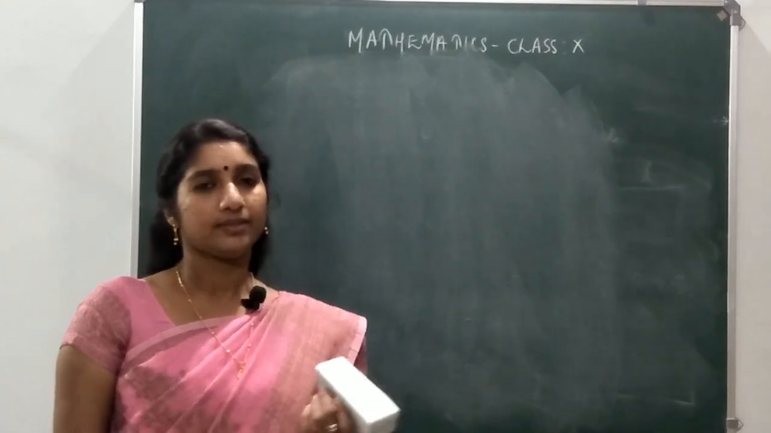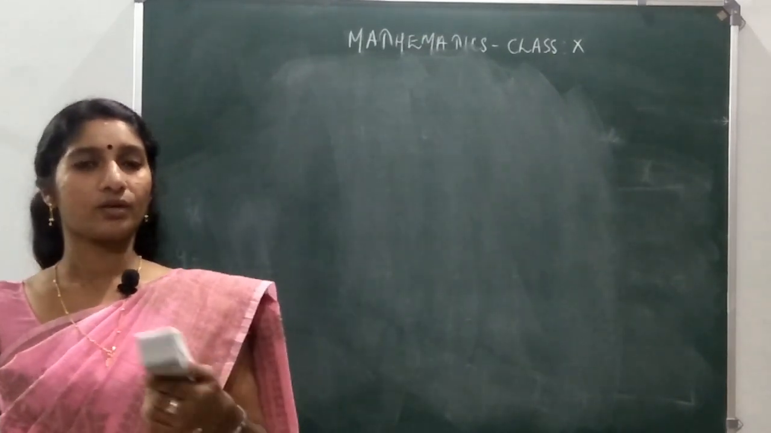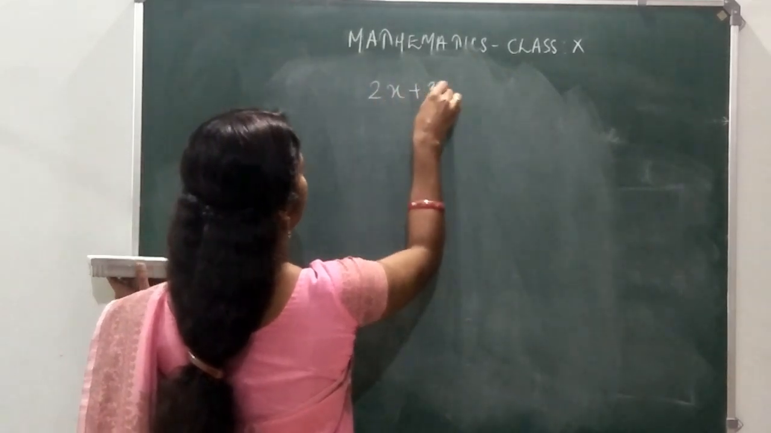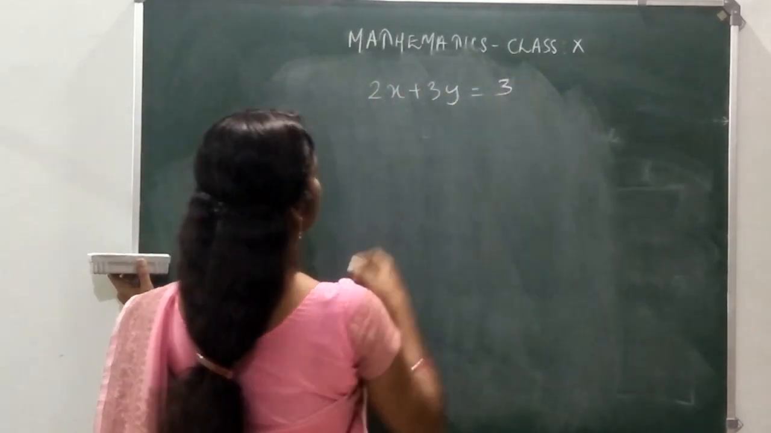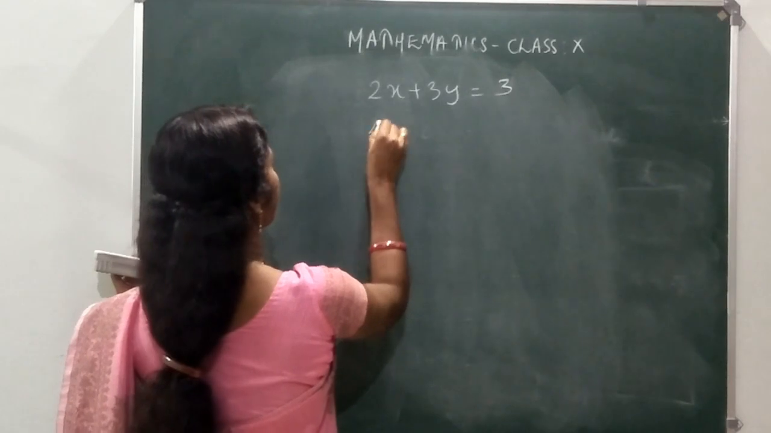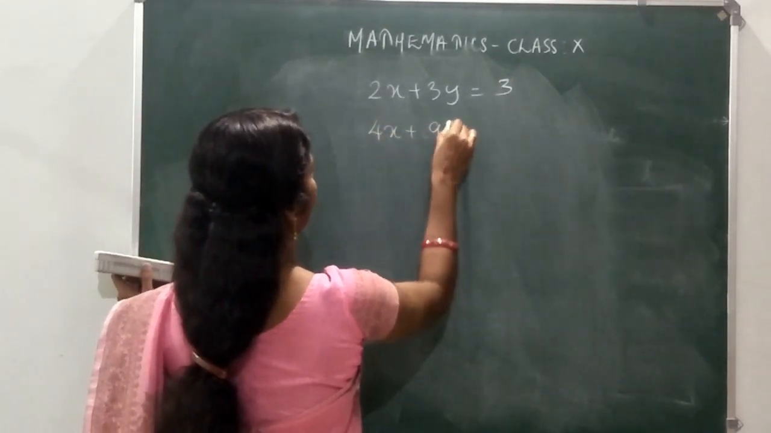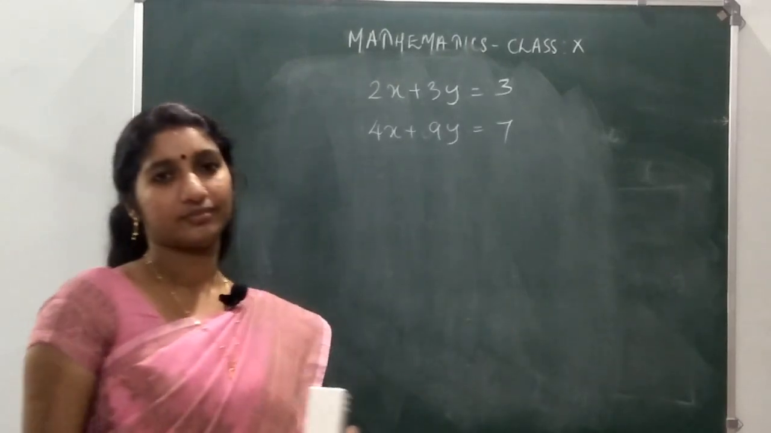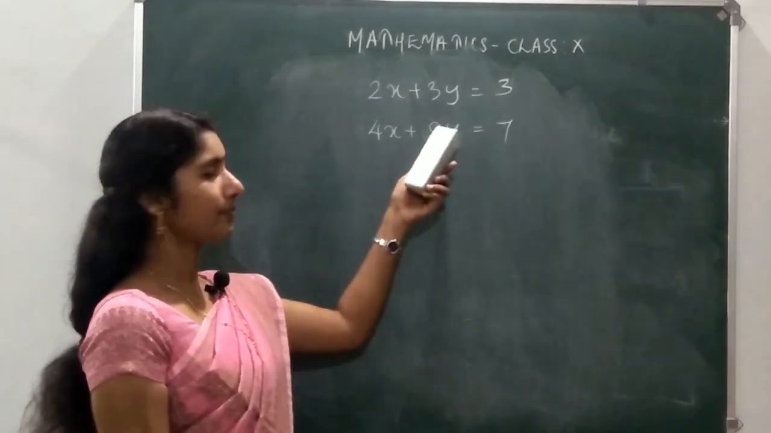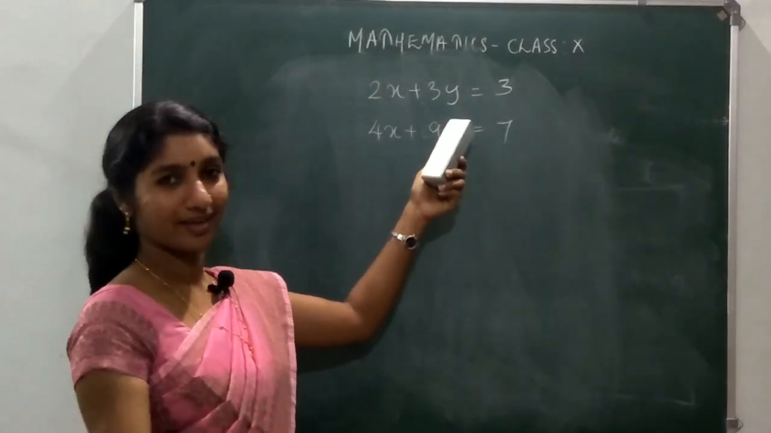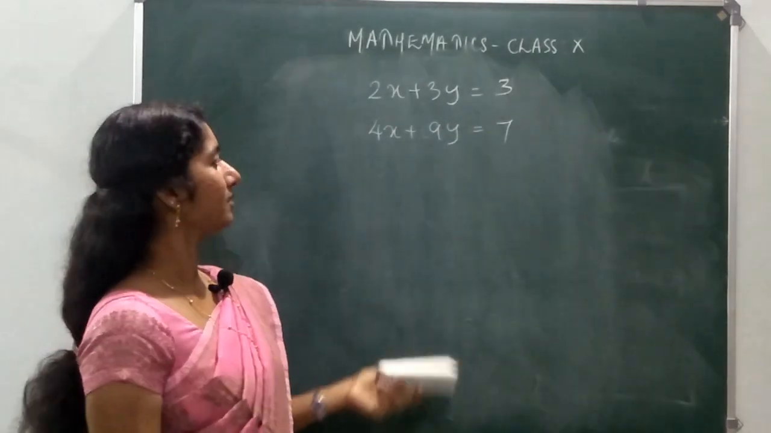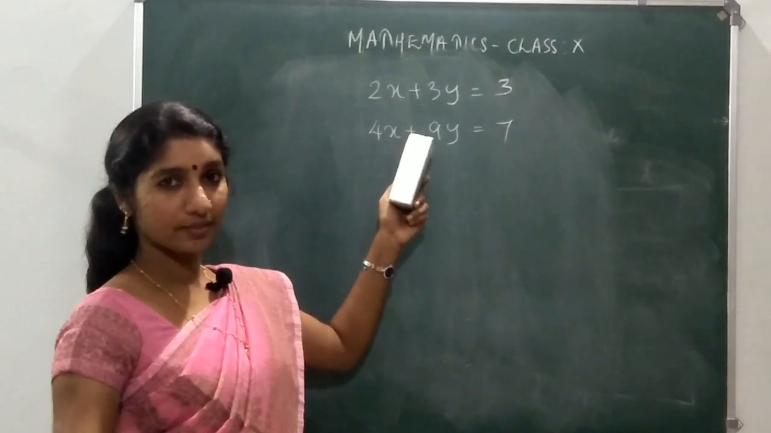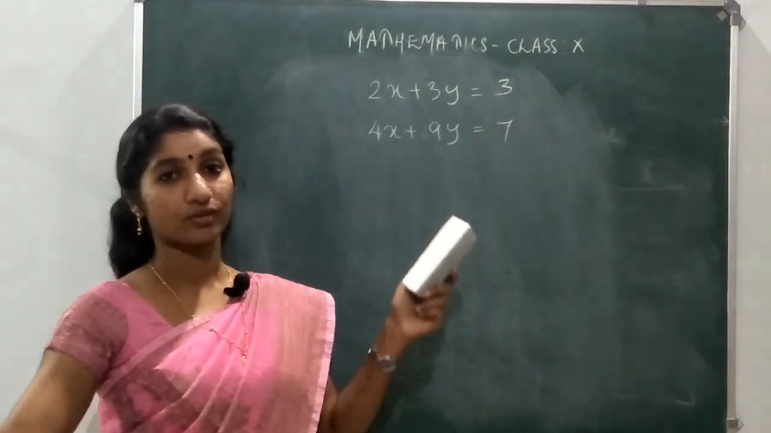Clear? Then one question you can see like this. One equation is given, 2x plus 3y is equal to 3, and another equation is given, 4x plus 9y is equal to 7. I simply wrote it; you will not get a nice number, fractions will come sometimes. One question is there, means I am giving the hint to do that question.